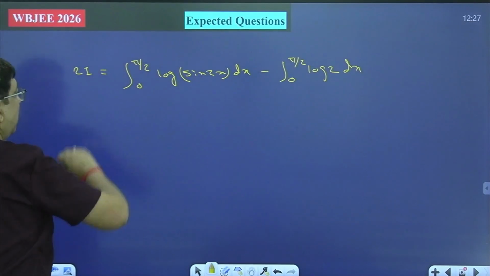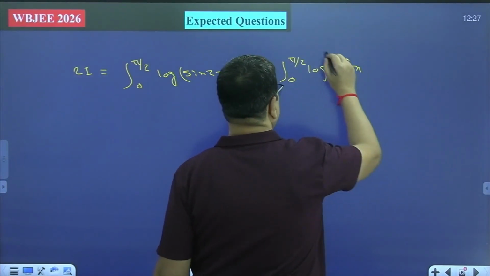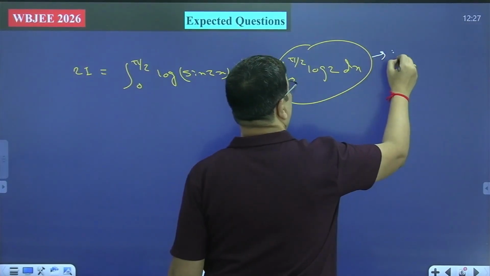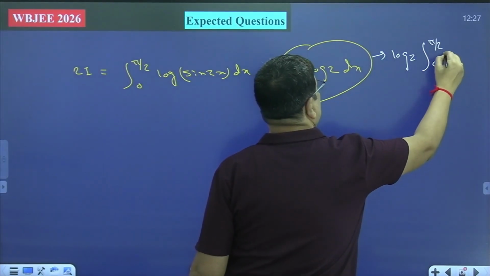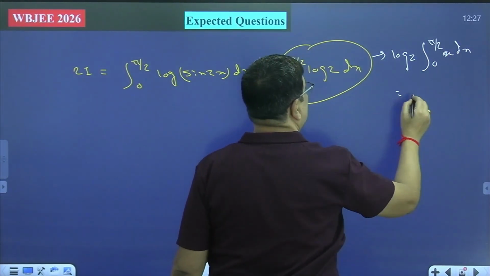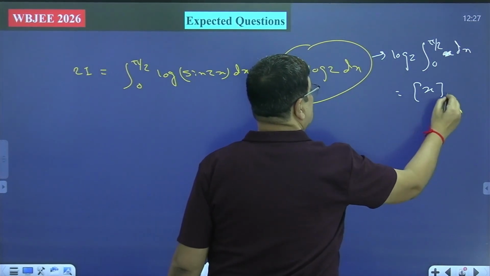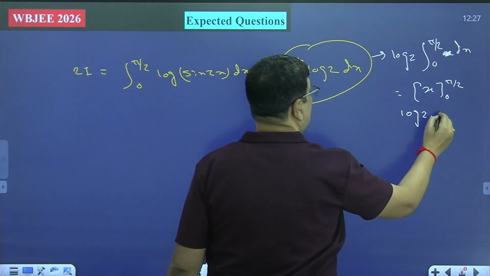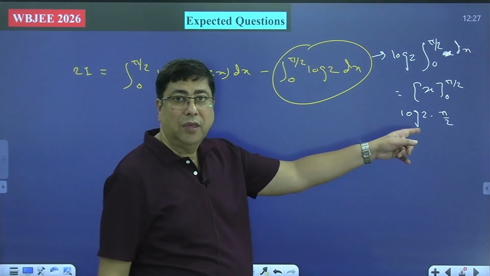And for this part, I am just changing directly: log 2 is outside, and the integral from 0 to pi by 2 of dx is coming to be x, from 0 to pi by 2. So upper limit minus lower limit, so log 2 into pi by 2. This side this is coming, right?